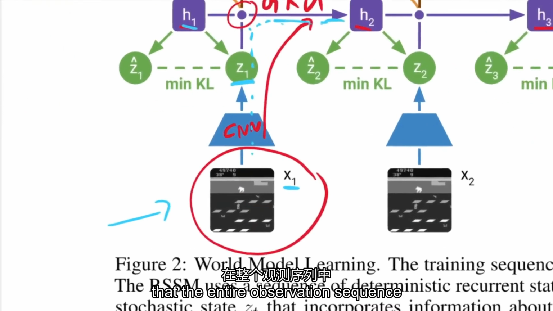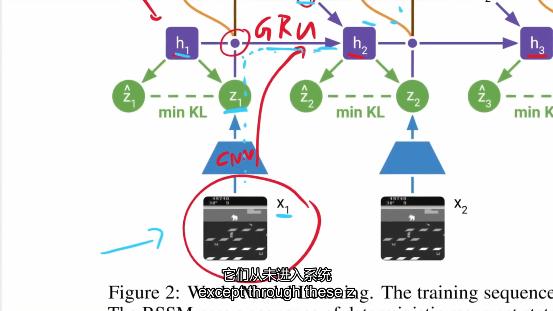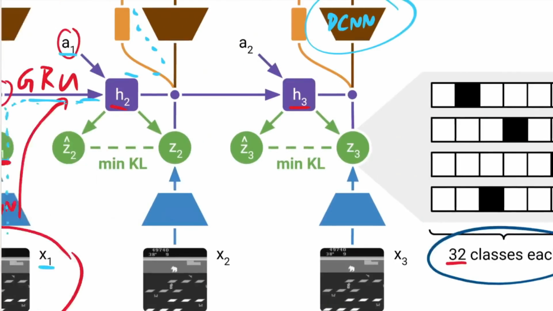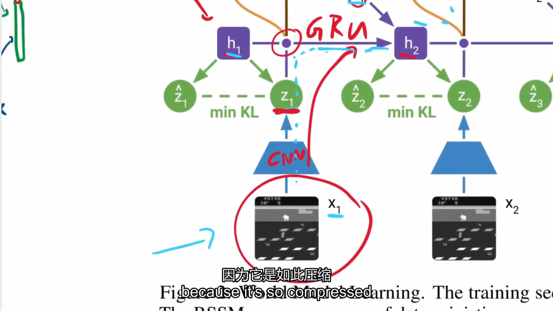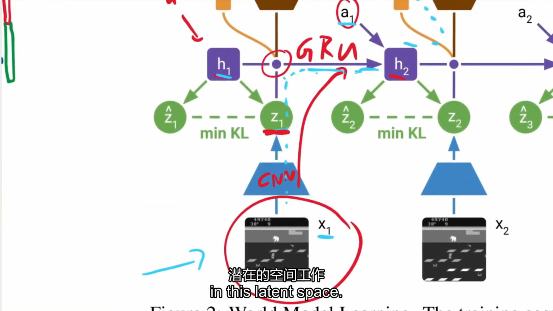Bye-bye. You can see that the entire observation sequence, the observations, never get into the system except through these z variables. So this is an extreme compression. Every observation that you get in is going to be described by this extremely compressed format. And they hypothesized that because it's so compressed, because it's so sparse, it might actually force the model to learn pretty good latent variables. That's also why it's so fast, because you never touch the observations again. You only work in this latent space.